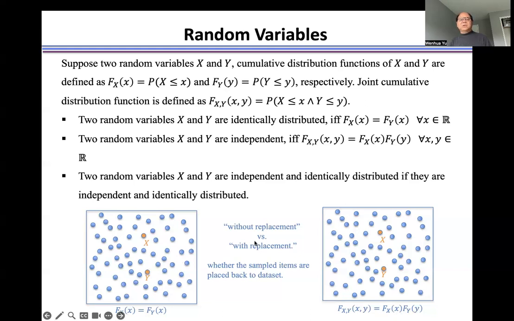In addition, there are two terminologies. One is without replacement. That means after we sample this sample x, we will never put it back into the training dataset. With replacement means that after we sample this item from the training dataset, before we sample the next one, we will put x back into the training dataset.